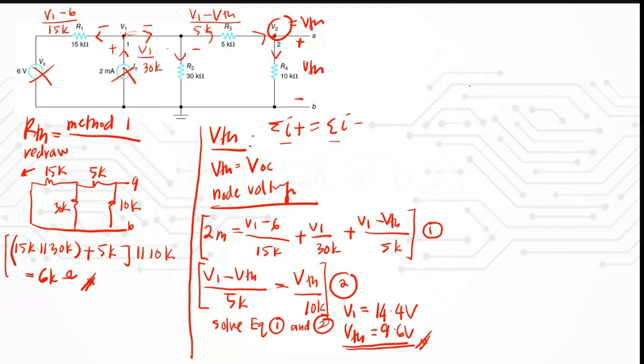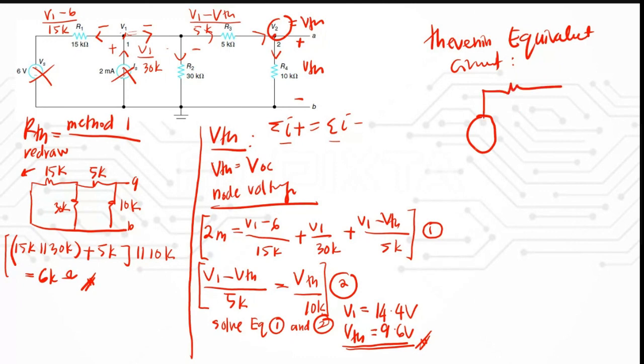So now you can just draw your Thevenin equivalent circuit. So this here is your Thevenin equivalent circuit. Where you have this voltage source, and then you have this terminal A and B, and here is your RTH, and here is your VTH. Just put in the values, where VTH is 9.6 volts and your RTH is 6 kilo ohm. All right, so you will have your Thevenin equivalent circuit.